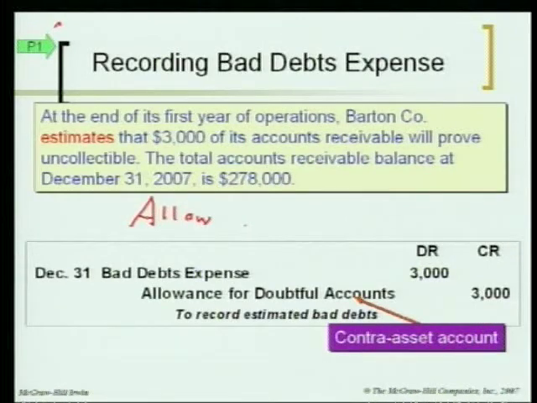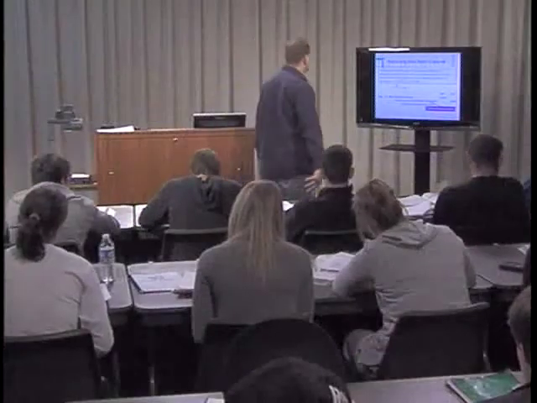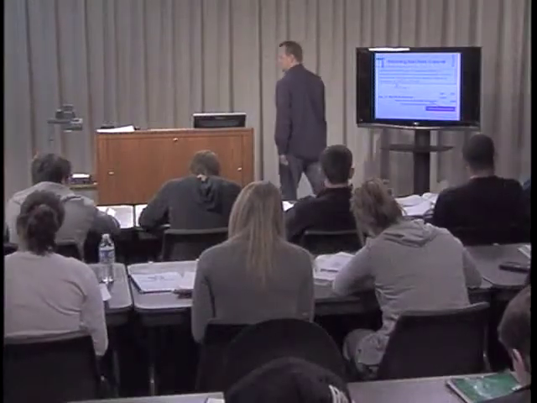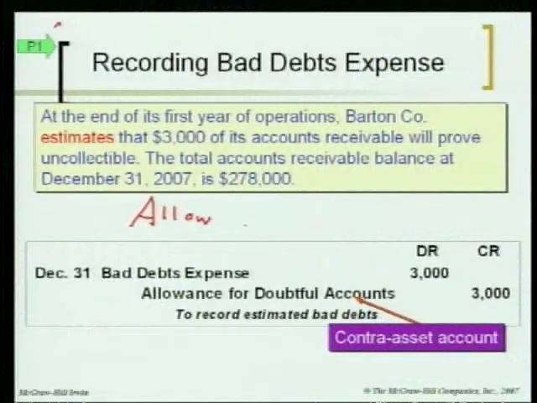Now, what type of account is this allowance for doubtful accounts? Whenever I introduce a new account, I like to train my students to think: what type of account is it? What financial statement does it go on? And is it a normal debit or normal credit balance account? Are you with me? Well, this is a contra asset account. Now, we've learned about another contra asset account. Does anybody remember what that was?